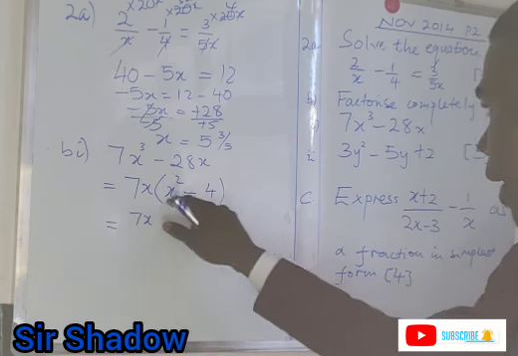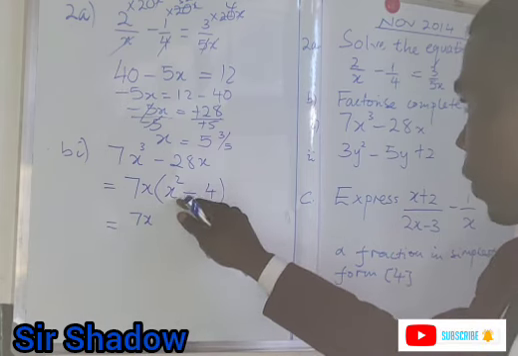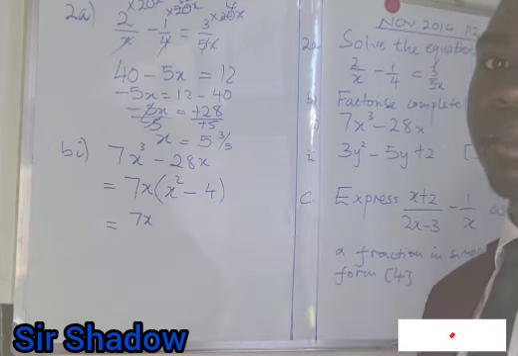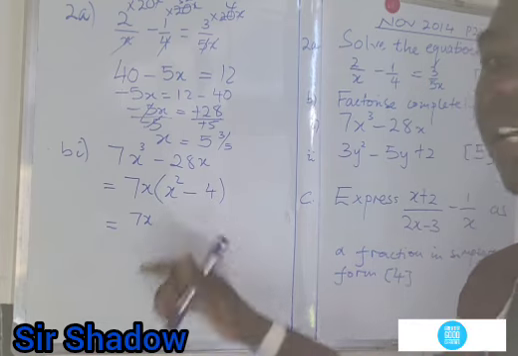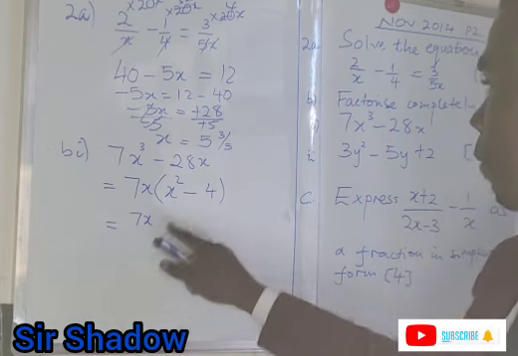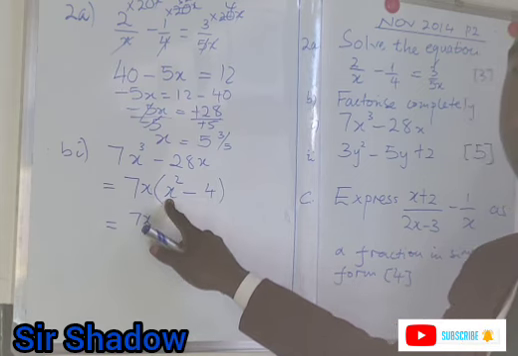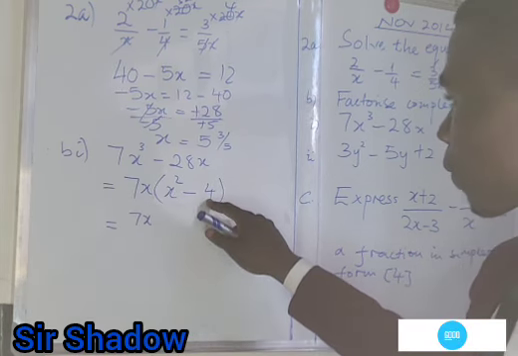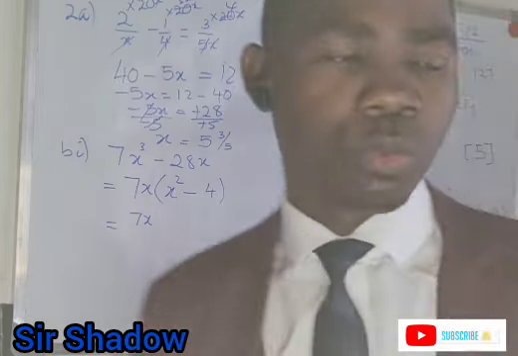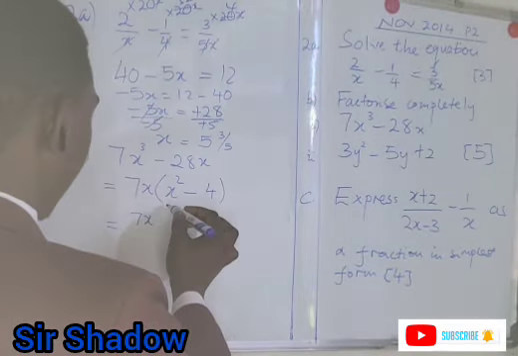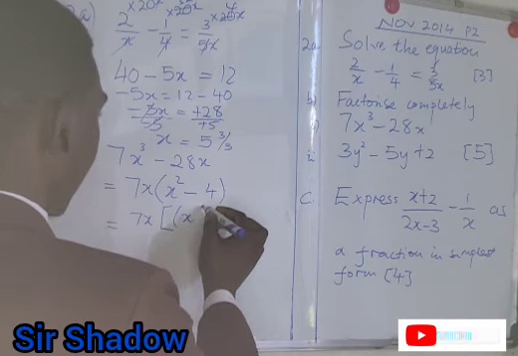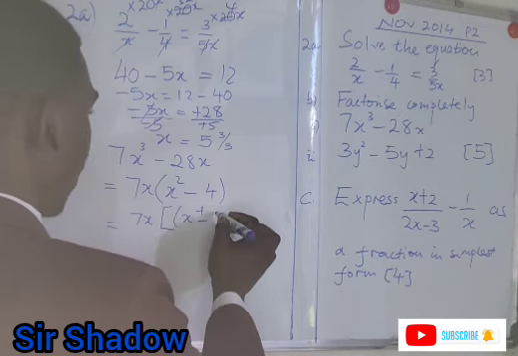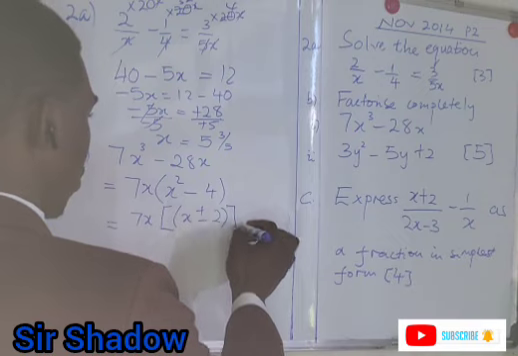But we are not yet done, because we have to simplify x squared minus 4 inside the bracket by applying the difference of two squares. The square root of x squared is x, and the square root of 4 is 2. So applying the concept of the difference of two squares, we are saying x plus or minus the square root of 4, which is 2.